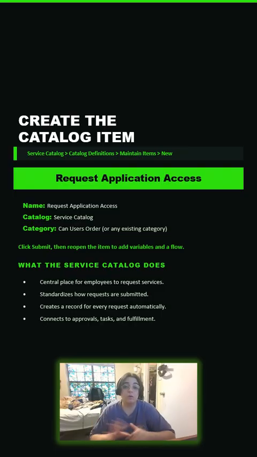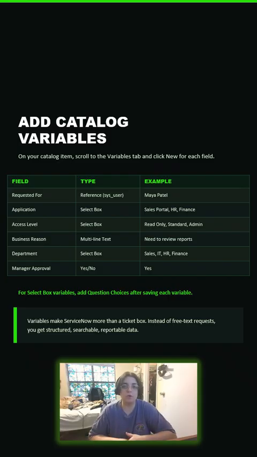Now, the form is only useful if it asks the right questions, right? So let's start talking about variables. Catalog variables are just the questions that are on the form. For example, instead of letting someone type, I need access with no context, we can ask for a business reason. That gives the approver and analyst something useful to review. The other fields work the same way. They collect the context ServiceNow needs to make the request easier to understand, route, document, and report on.